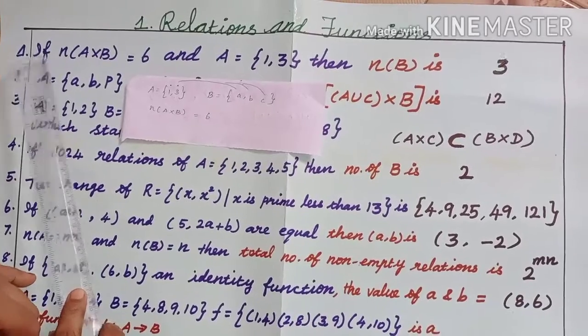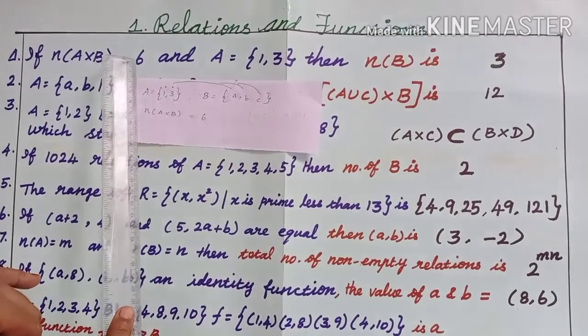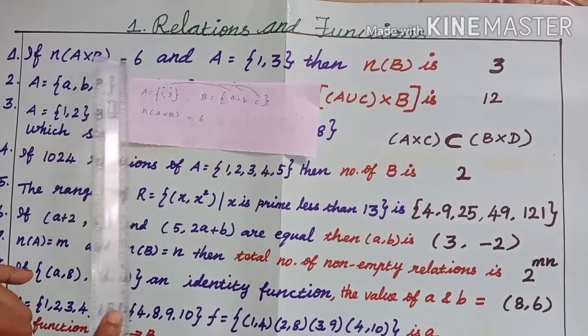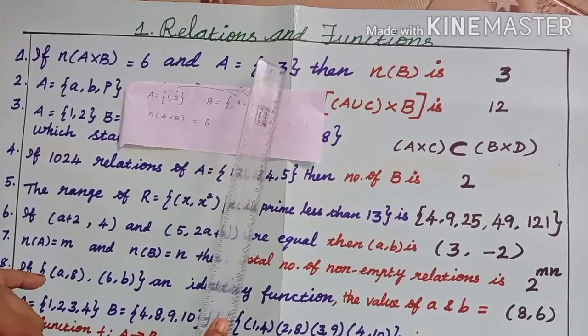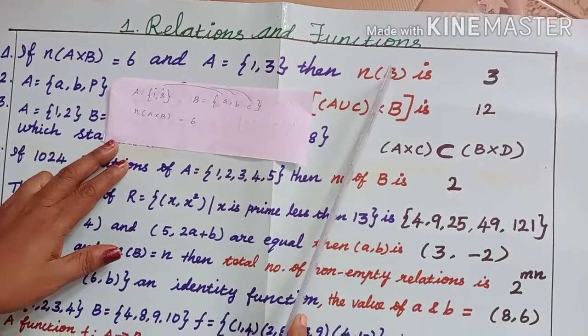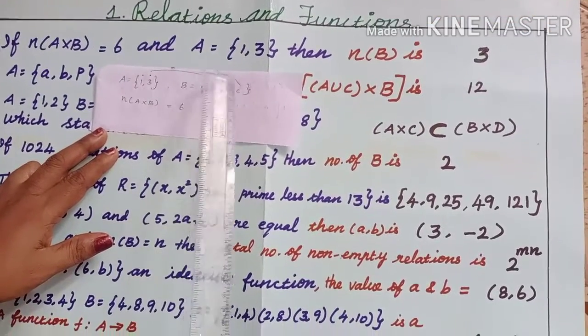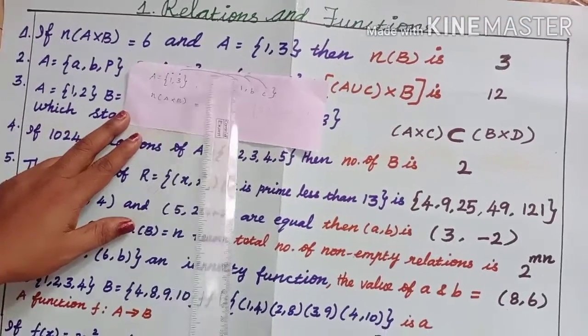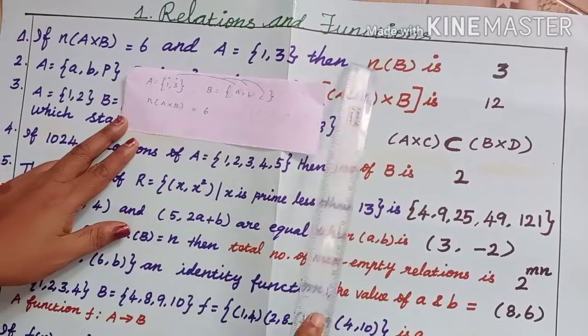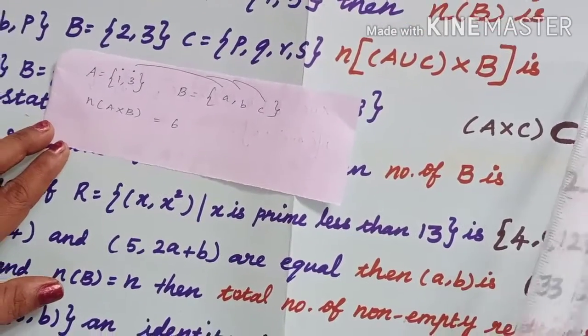So the first question: n of A cross B equals 6. The Cartesian product's value is 6. The A set has 2 members. How many members are in the B set? We want to find that. If you have 3, you will get 2 into 3, 6. So n of B equals 3. So your answer is 3.